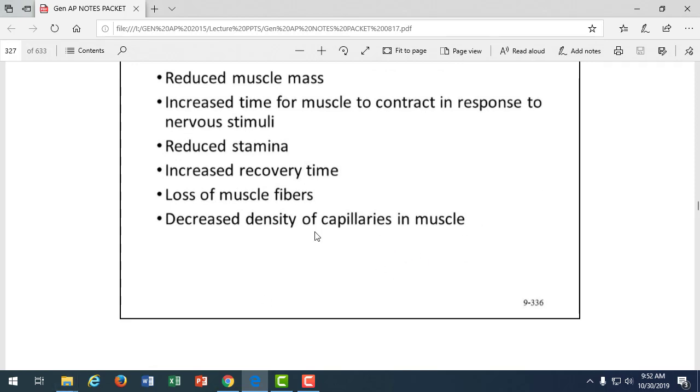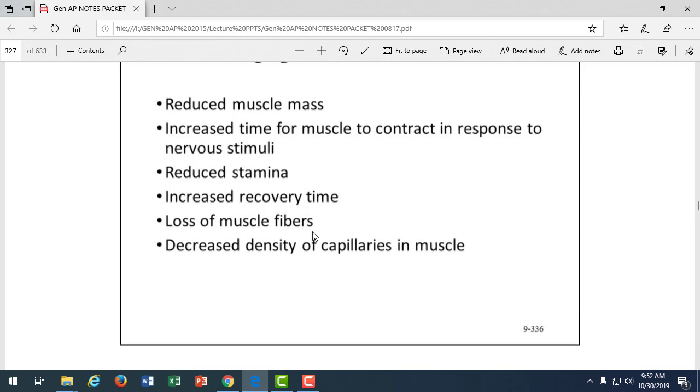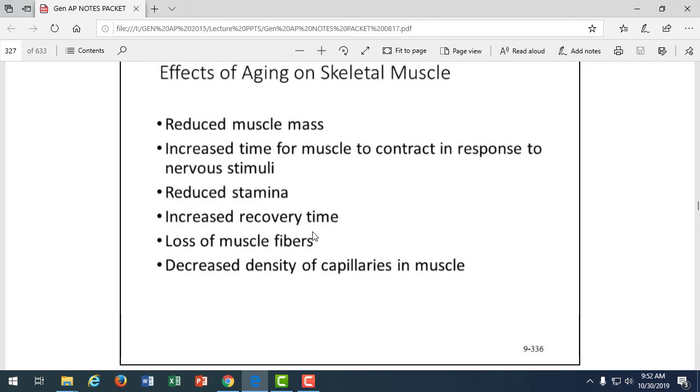And then decreased density of capillaries. Well, obviously, if you don't work a muscle, it's going to atrophy. Because what do muscles need to contract? What has to bind to troponin? Calcium. And smooth muscle is an important muscle, right? So we need that for our blood pressure. Cardiac muscle is a muscle. It needs calcium to do its contracting.